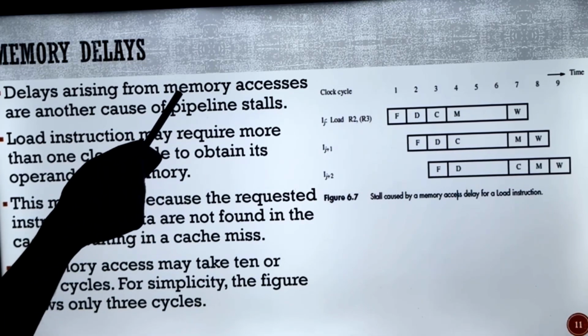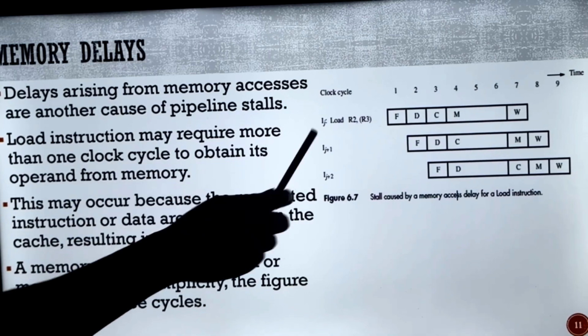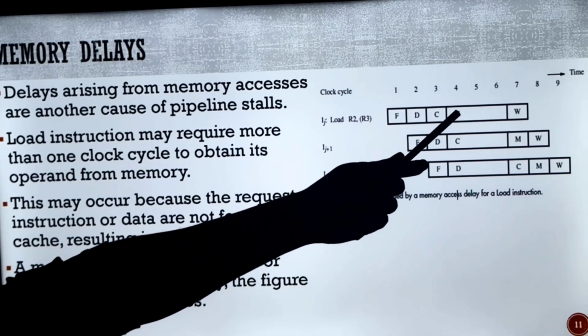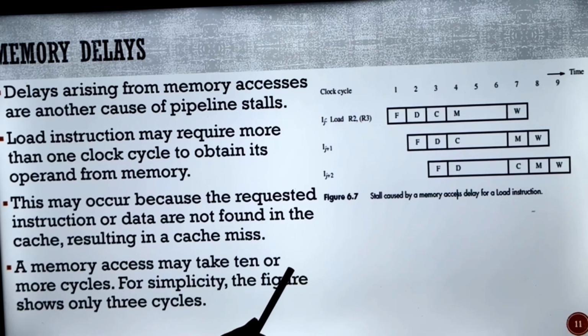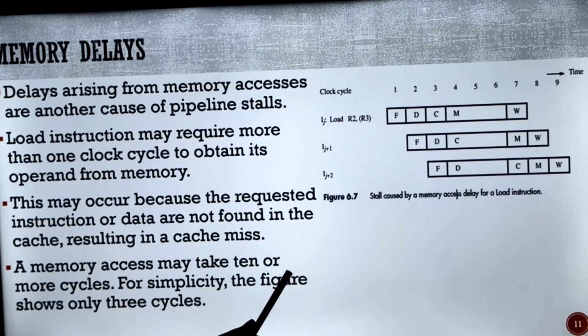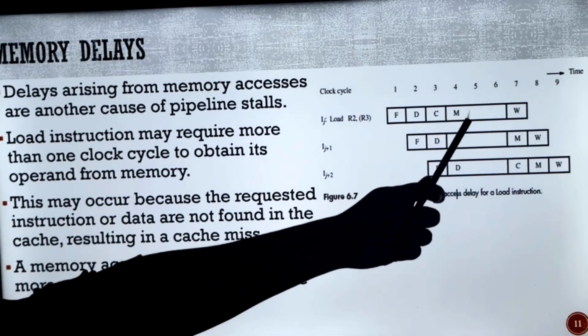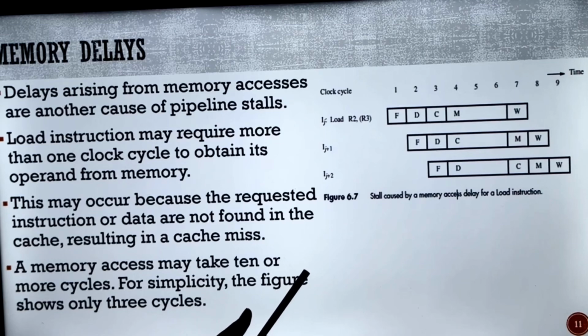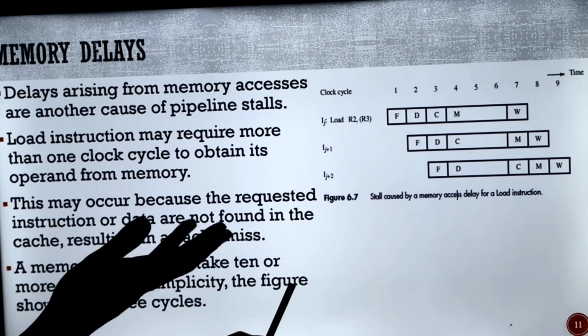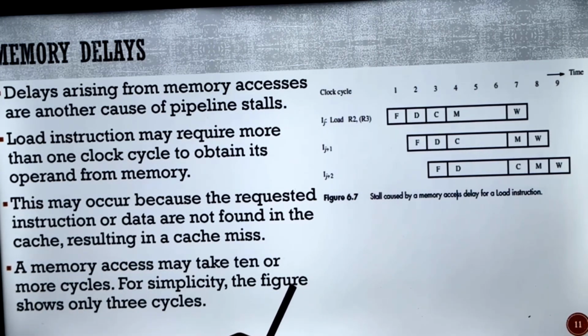What does it mean? After fetching, decoding and computing, you have a stage called memory access. It means you are searching for some data from your main memory or from your cache memory. Sometimes you want to access something from memory. Initially you will go for the cache memory. If it is available in the cache, then it is much faster, right? Immediately you will get the data and you can go for the next step.